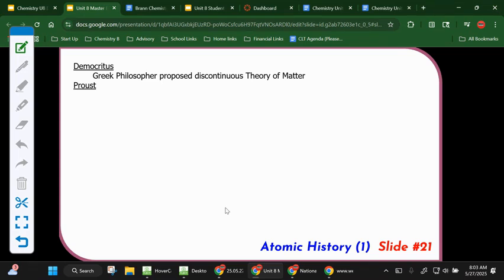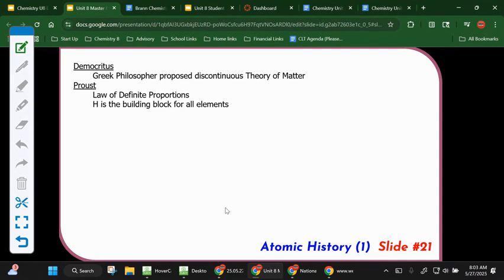Now, Proust created a law. Laws are important, ladies and gentlemen. Proust is on your list. He did the law of definite proportions. And basically what he said, ladies and gentlemen, was that things combine in a certain ratio. And it is a proportion. There is so much of this element to so much of this element.